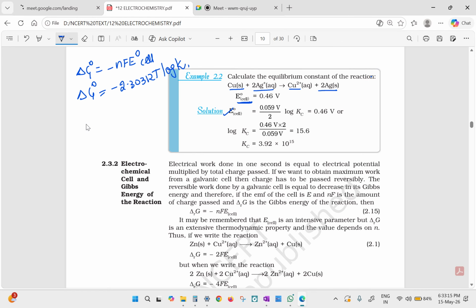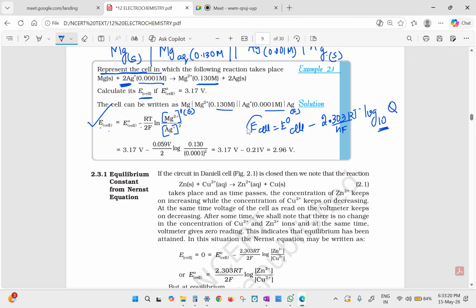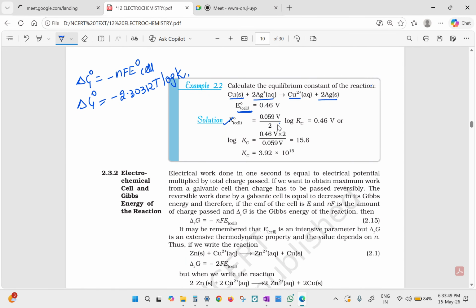What is that expression? When the E cell in the Nernst equation becomes 0, the Q becomes K. In that case, E naught of cell is equal to 2.303 RT by nF log K, which is 0.059 by n log K. So in other words, you can put it as n times E naught of cell by 0.059 is equal to log K. So this expression can also be used directly, right? That's what they have used here.